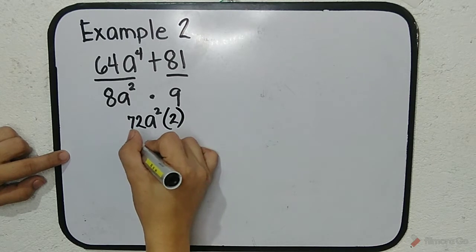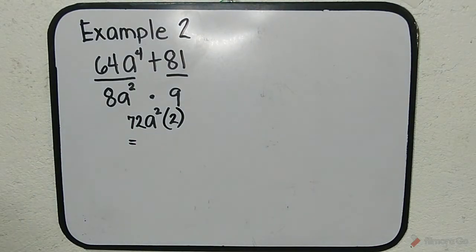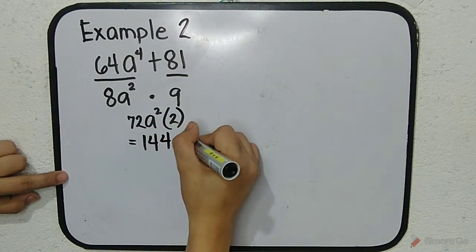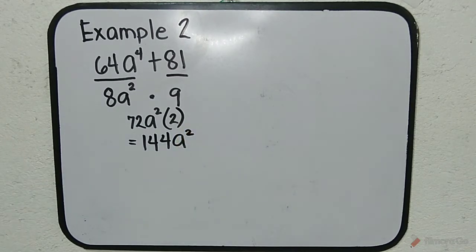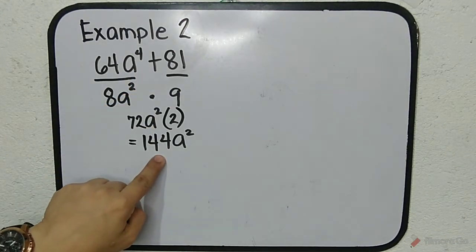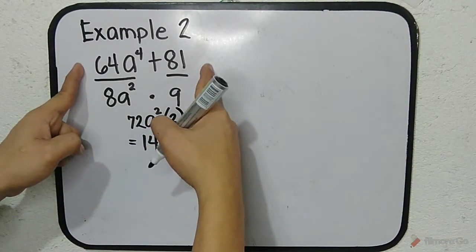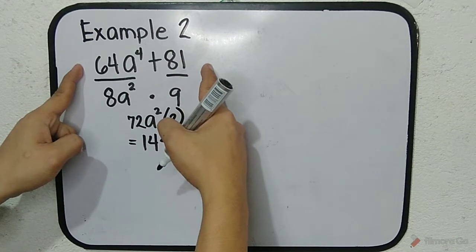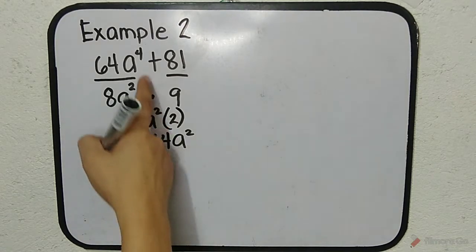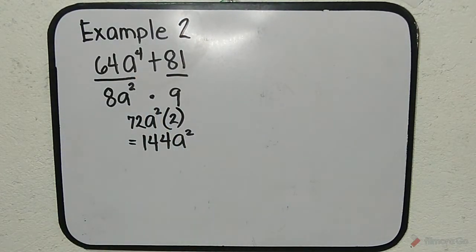And ano yung magiging sagot natin dito? 144a squared. So, meaning pala, dapat meron tayong middle term na 144a squared. Sa case natin dito, meron lang tayong binomial. 64a to the fourth and 81. So, kailangan natin ng 144a squared sa gitna. So, meaning, mag-a-add tayo ng 144a squared since wala naman siyang middle term para maging perfect square.